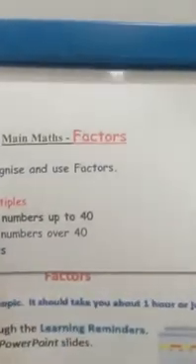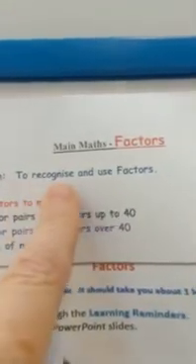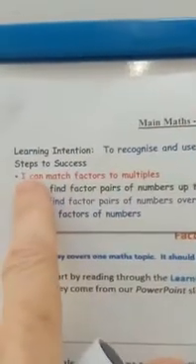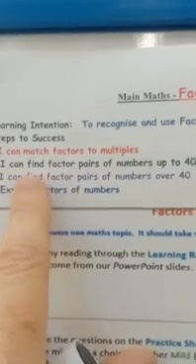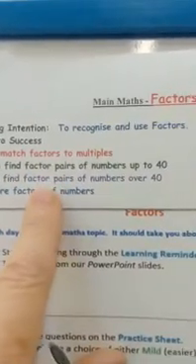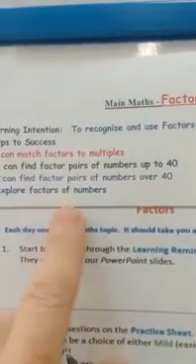For the main activity for Monday, we're looking at factors again. We covered this last term, so we're going to go over it again, to recognise and use factors. Steps to success: match factors to multiples, find factor pairs of numbers up to 40, find factor pairs of numbers over 40, explore factors of numbers.